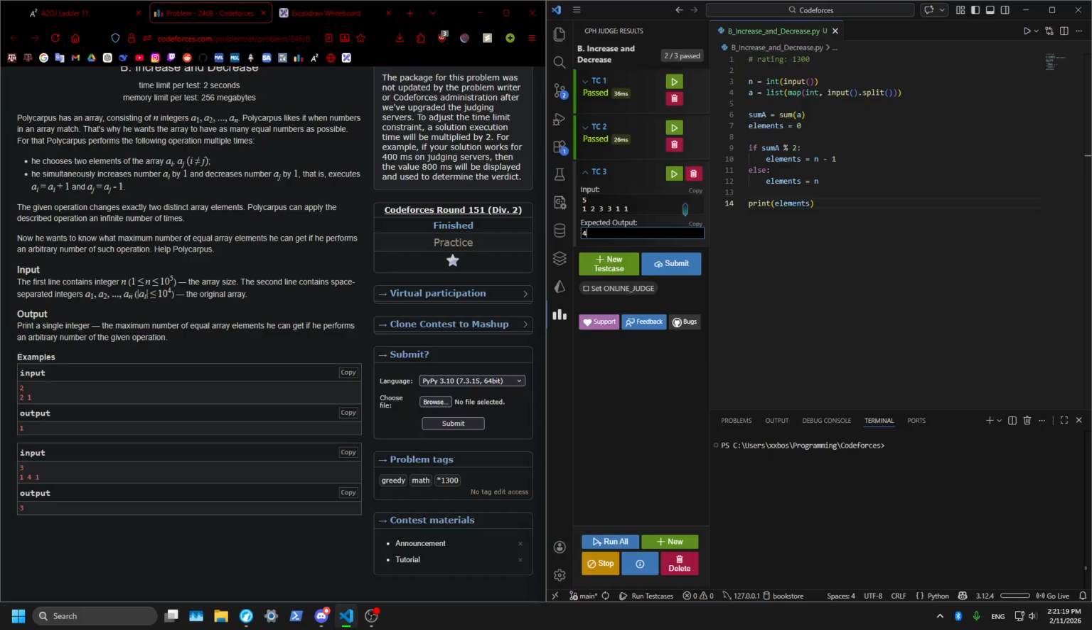4. This is 6 numbers. What the hell? 1, 2, 3. This is 6, 7, 8, 9, 10, 11. There we go. Sum 11 divided by 2, or 11 mod 2 is 1. Therefore, elements is 4, n minus 1.